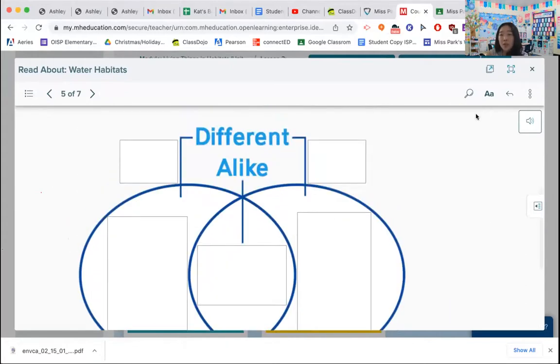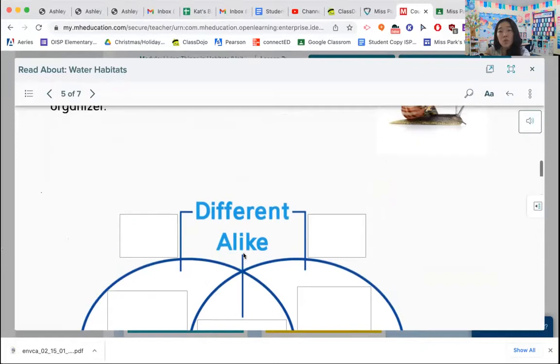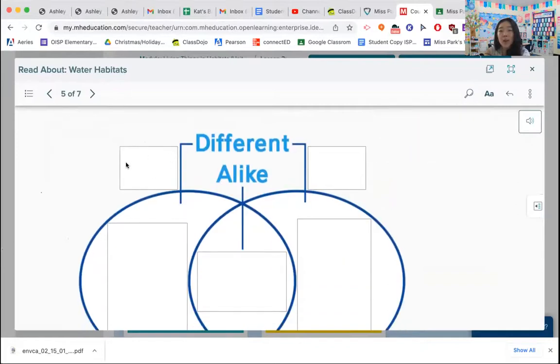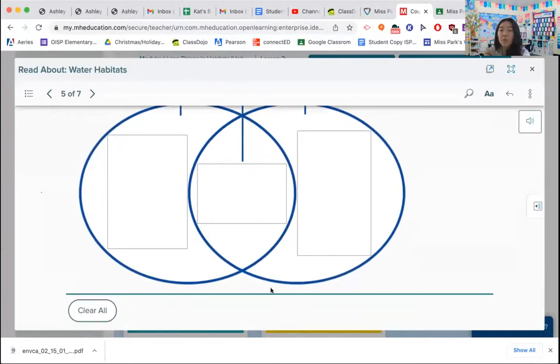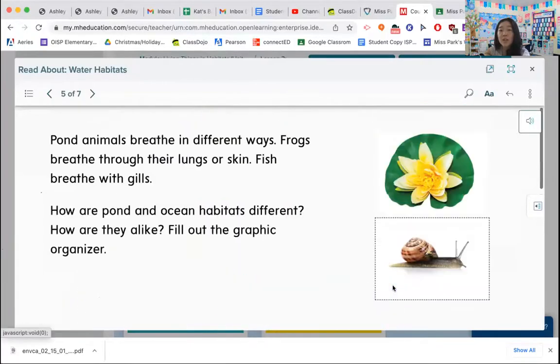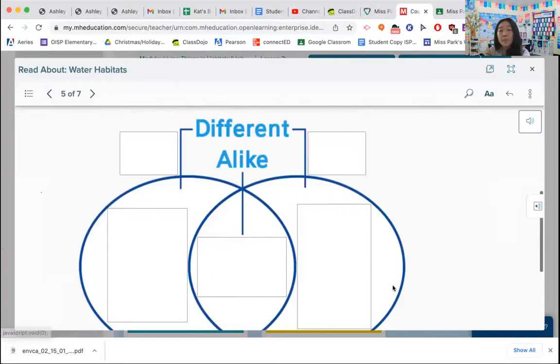For some reason, my work was not saving yesterday either. I think something was wrong with the computer. So yesterday, does anyone want to unmute and tell me what you remember writing here? What did we write for the two different circles? So this is a Venn diagram. We're going to be talking about the differences and the similarities between what? Ponds and oceans. Very good.